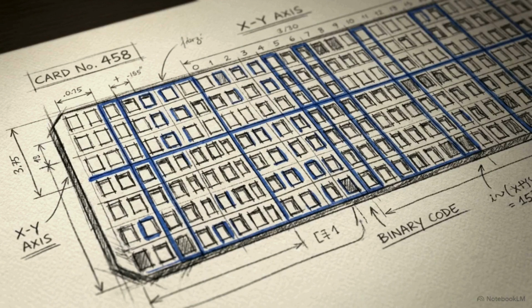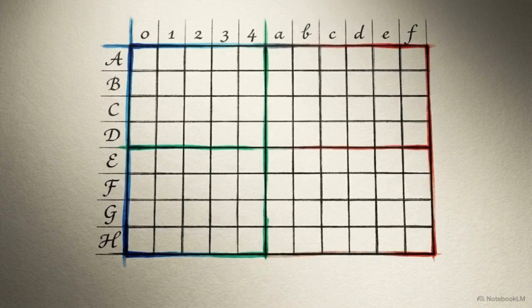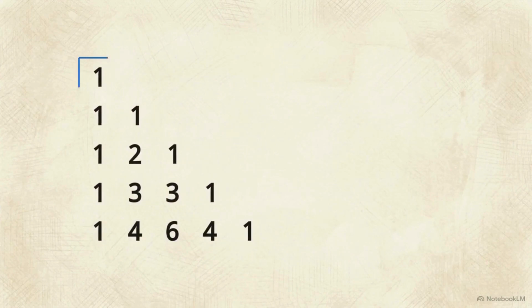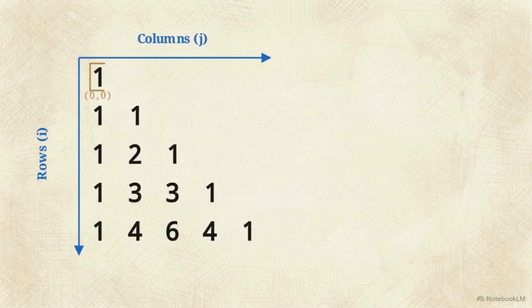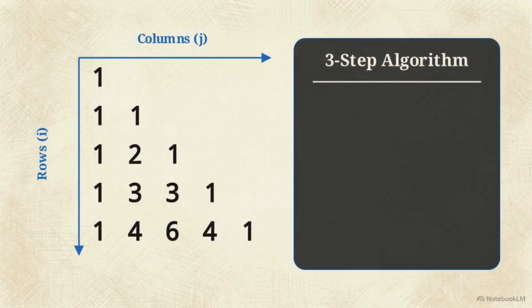Computers don't see numbers merging in a vacuum. They process data in strict linear rows and columns. We solve this by snapping the triangle into a right-angle grid. Now we can identify every number by its coordinates: vertical rows, which we'll call I, and horizontal columns, which we'll call J. Our strategy is now a three-step algorithm.